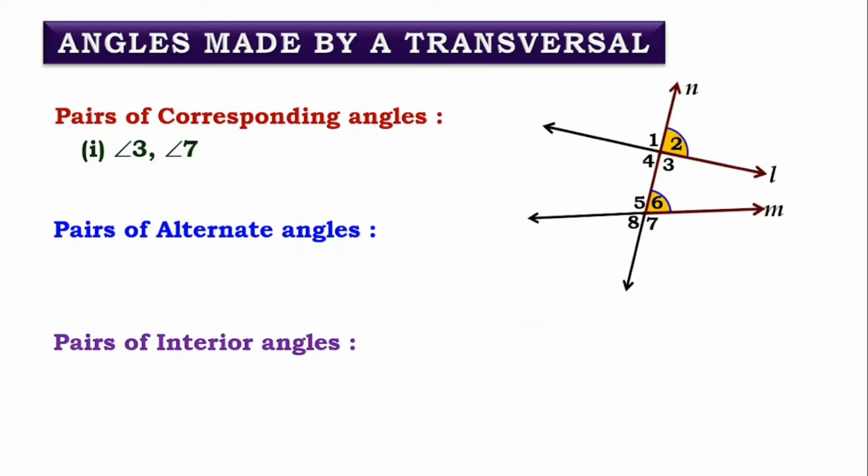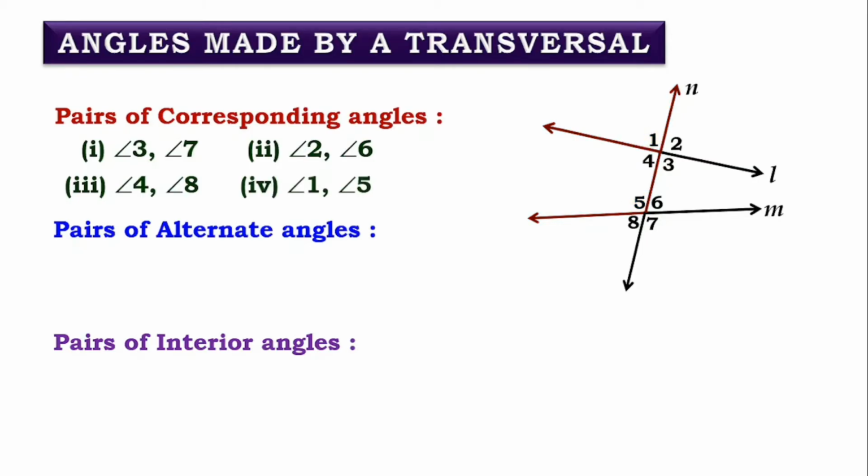Let us see the other pairs. Again, 2 and 6, F shape, upwards F. Now see this, sideways F. Angles 4 and 8 form a pair of corresponding angles. One more pair, upwards F, sideways. It's very easy and very important in geometry. Angles 1 and 5 form a pair of corresponding angles. So corresponding angles, letter F. Understood?